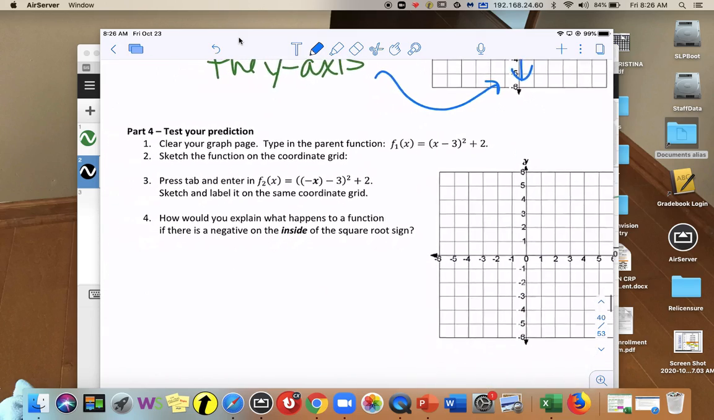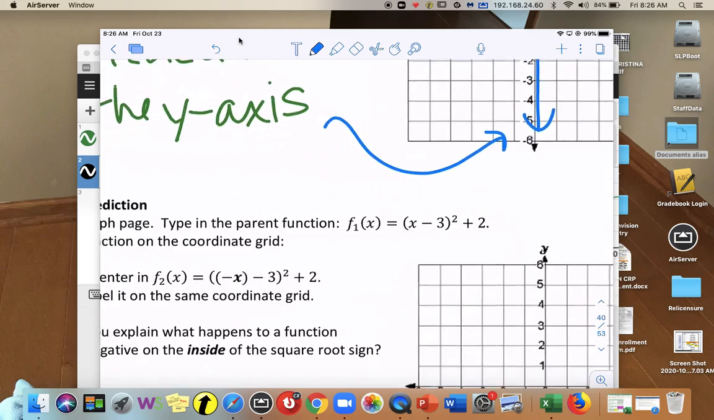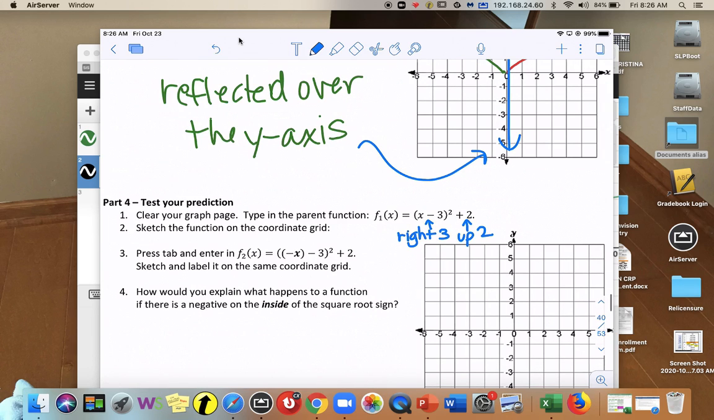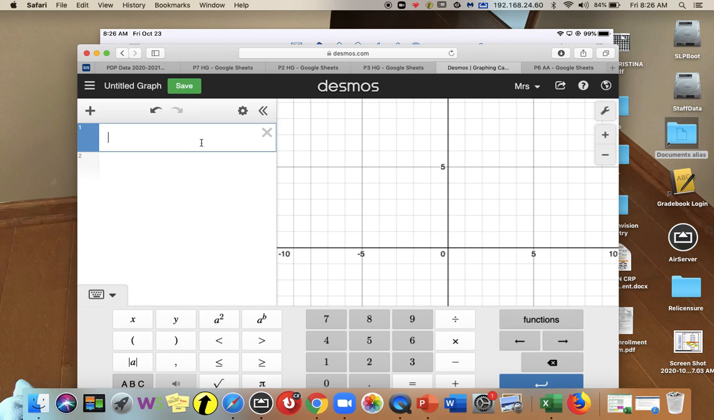This time, type in this function. So this is a parabola. You see that square there? This is a parabola that shifts to the right 3 and up 2. Let's see if my prediction's right. It's going to be a U-shaped graph, shifted right 3 up 2. So we're going to clear this. This time I'm going to call my f1 of x equals parentheses, x minus 3 squared plus 2.